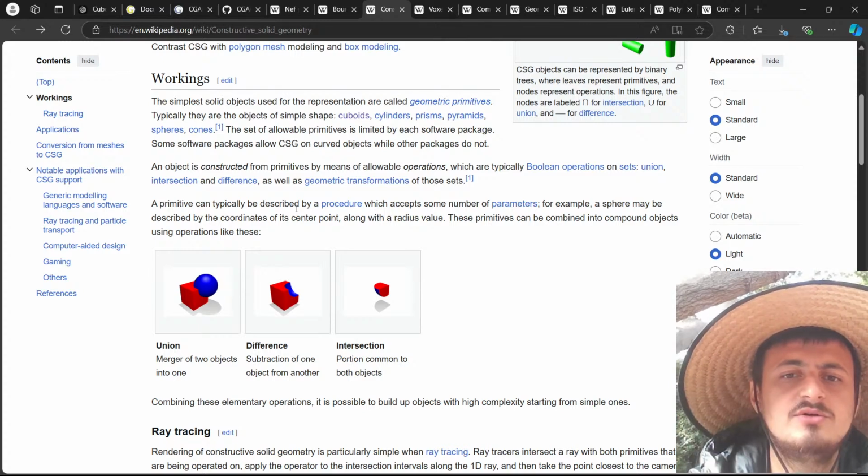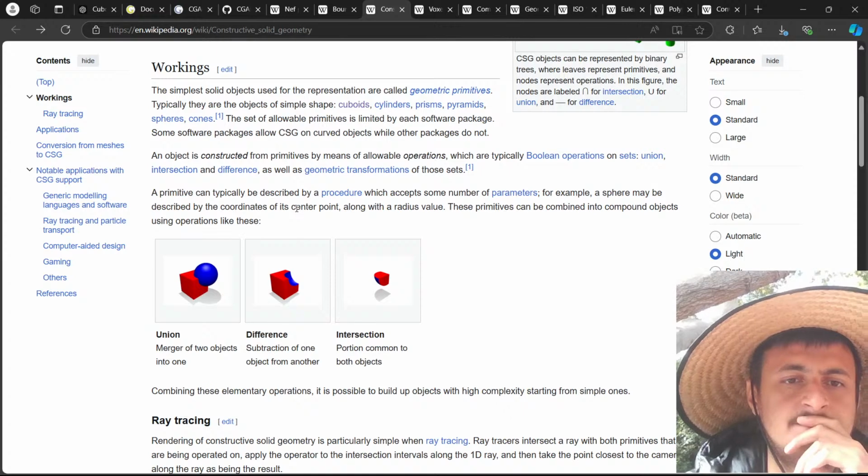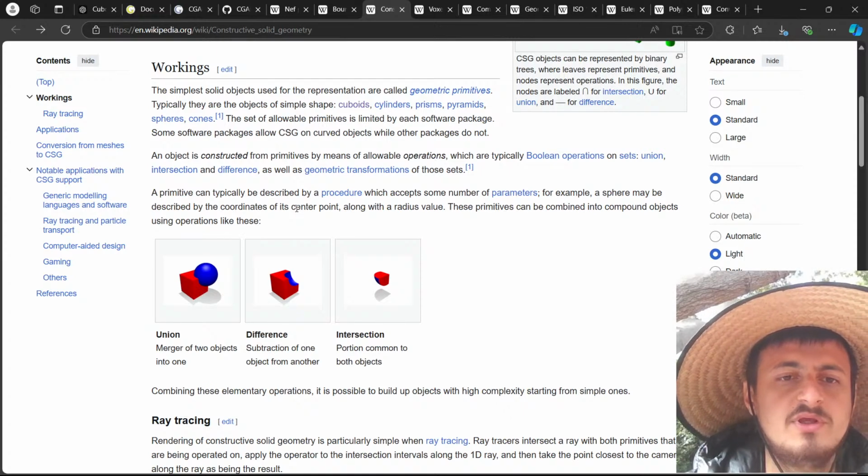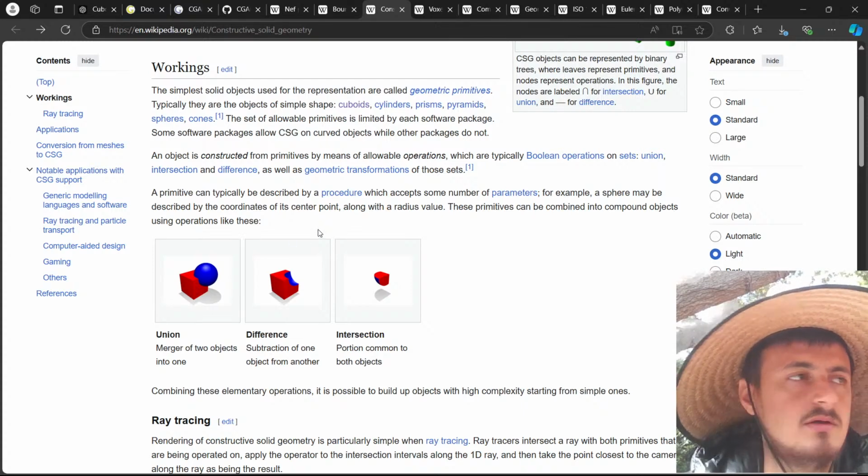Yeah, so what we could do is we could just define the slot.